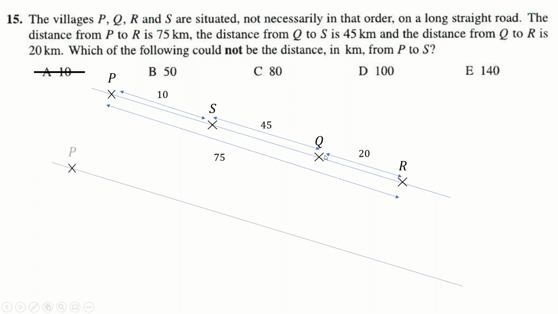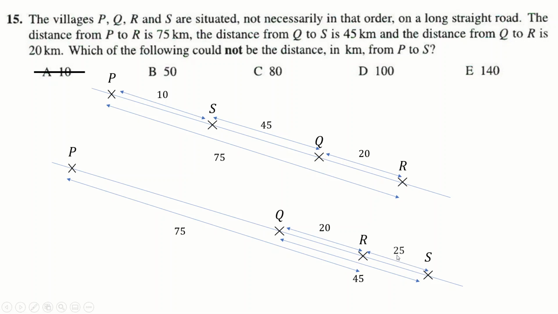So again, starting with P and R like this, what happens if you, instead of putting both S and Q in the middle, what happens if you put, say, S over here, and then Q the other side? And now follow all the rules, so Q to S is still 45, and Q to R is still 20, but that makes this distance out here, 45 take away 20, which is 25, and then that makes the distance from P to S 75 plus 25, which is 100. So I can make this one as well.